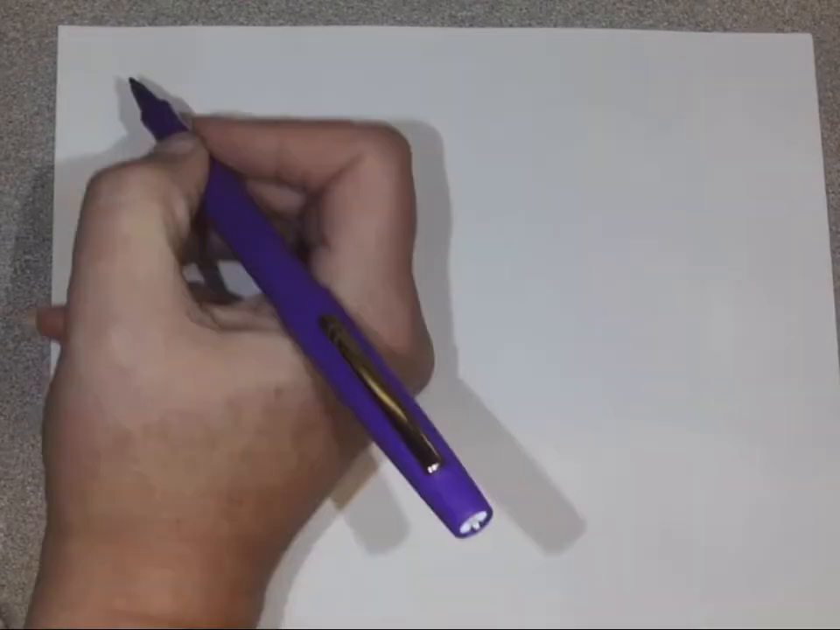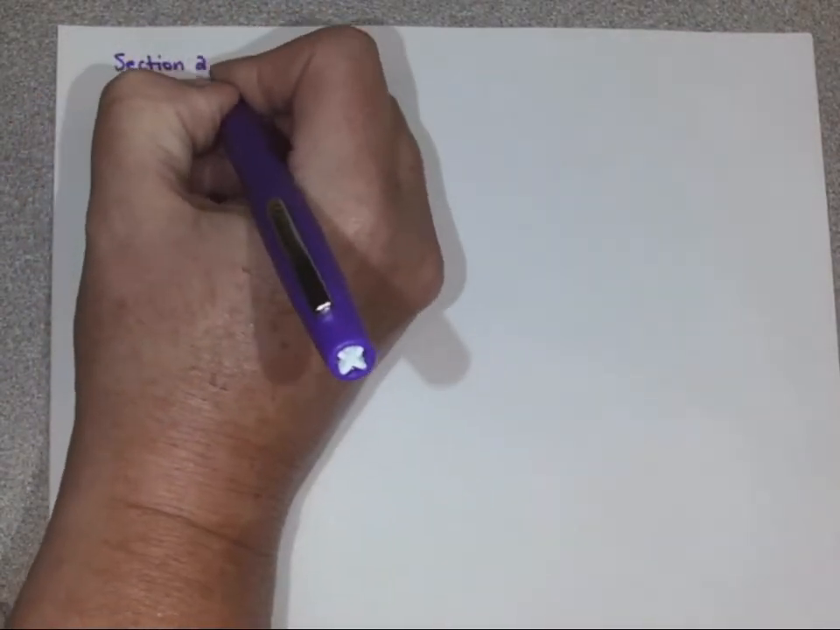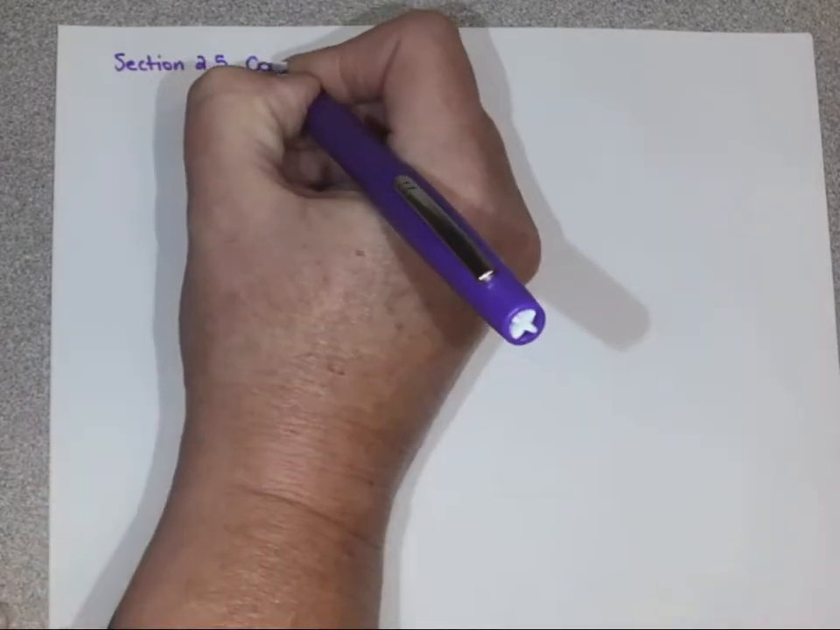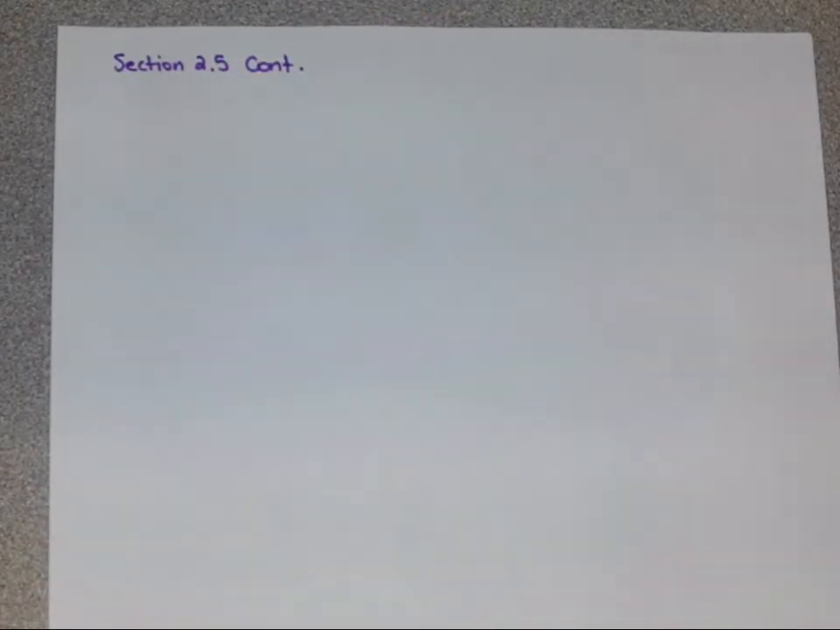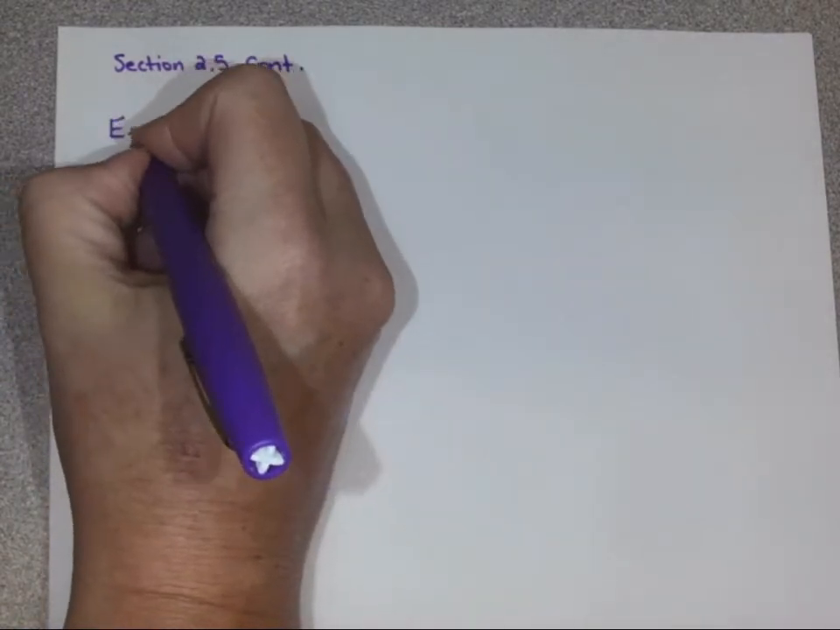Okay, so last time we talked about transformations, and we're going to keep going with that today. So I'm just going to say section 2.5 continued. So we looked at how we know whether to make vertical shifts, how we know when to make horizontal shifts. And so I wanted to review that just a bit.